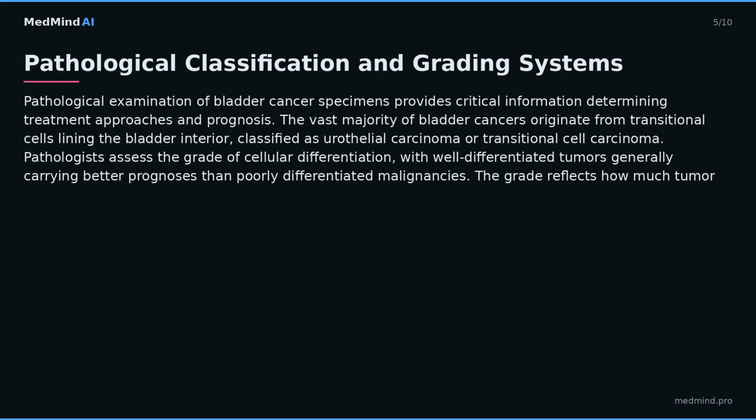Pathologists assess the grade of cellular differentiation, with well-differentiated tumors generally carrying better prognosis than poorly differentiated malignancies. The grade reflects how much tumor cells resemble normal bladder epithelium, with higher grades indicating more aggressive biological behavior and greater likelihood of progression. Additional histological variants including squamous cell carcinoma, adenocarcinoma, and small cell carcinoma occur less frequently but often present with more aggressive characteristics and require specialized treatment approaches.